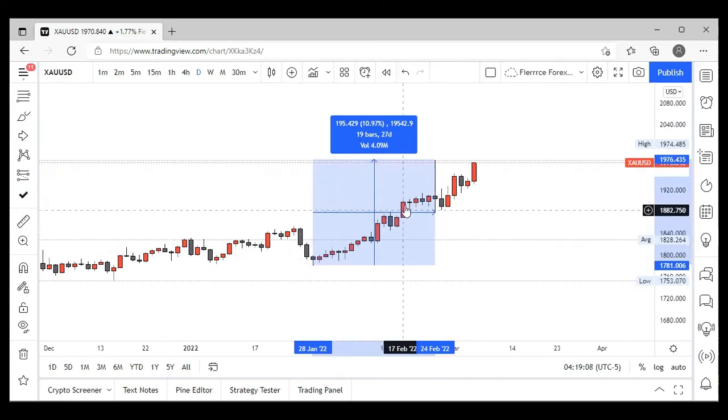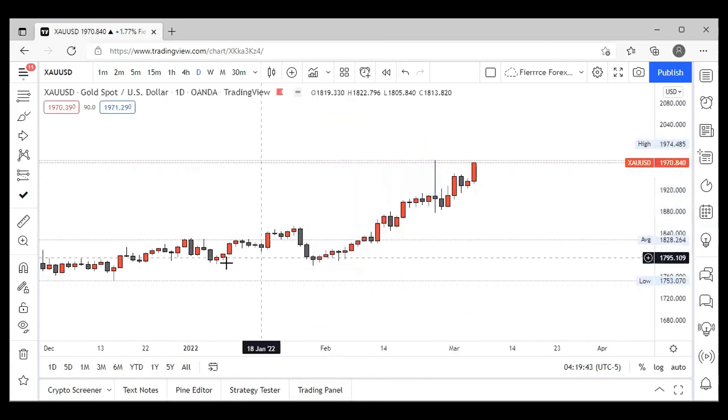And why? Because in between there are weekends. There are more days but fewer bars printed because there are weekends in between. You guys know that the Forex market is a 24/5 market, and on weekends the market is closed. Then the volume traded within this period is 4.09 million. It could be dollars, or 4.09 billion, whatever the amount is.